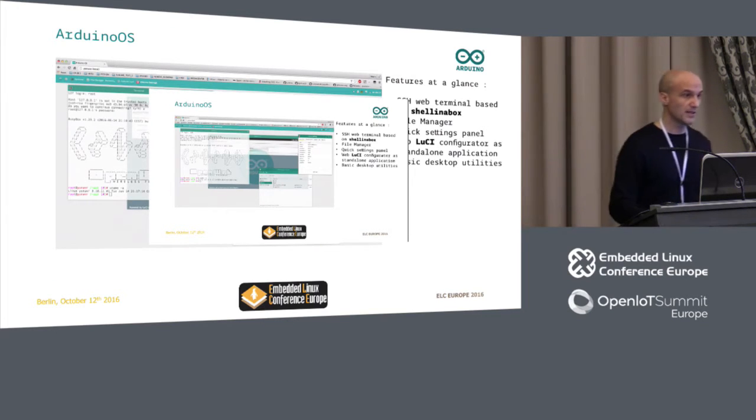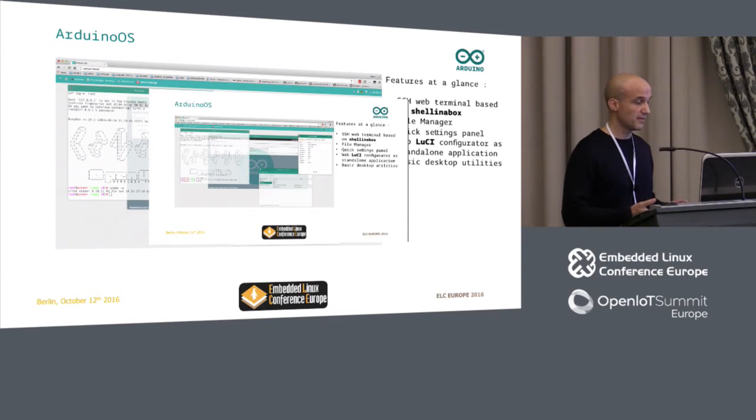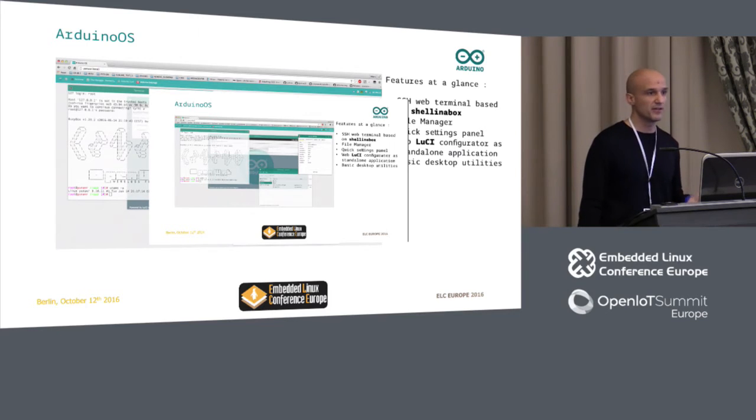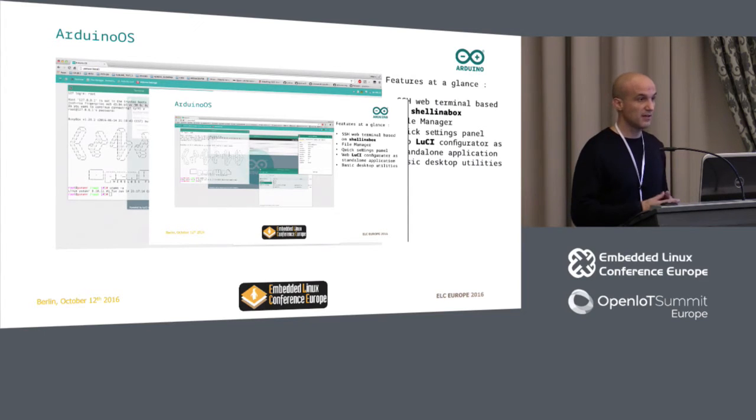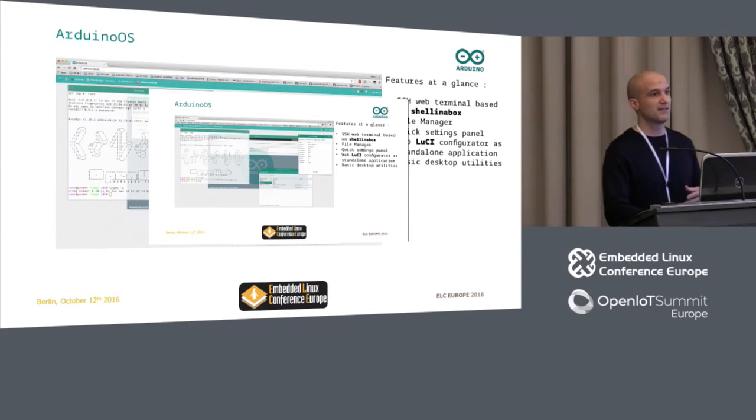Then, starting from a couple of months ago, we are also running a new interface on our boards for giving the user a desktop experience, which is called ArduinoOS. It's based on the OS.js framework. I don't know if someone here is aware of that. And the quick features at a glance: SSH with terminal based on Shell In A Box, a file manager, the quick settings panel, the LuCI configuration, which is the engine of the configuration of the OpenWRT system, as a standalone application in a web frame, and some basic desktop utilities, like calculator, notepad, and so on, what you expect from a basic desktop environment.